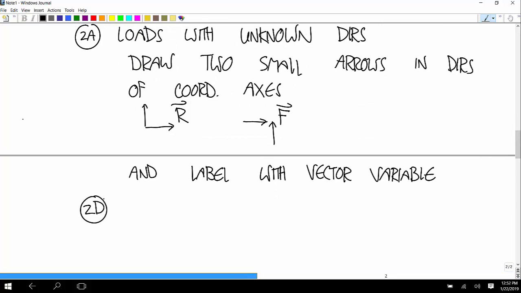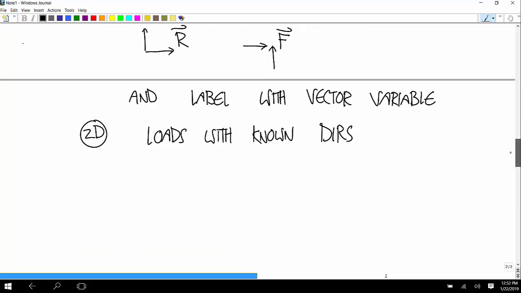Loads with known directions: just draw an arrow in the known direction.